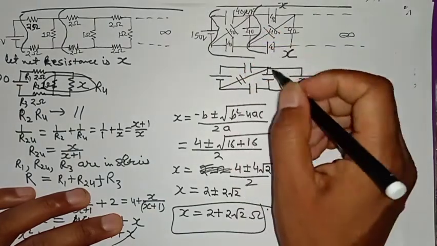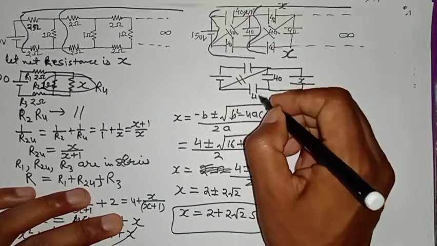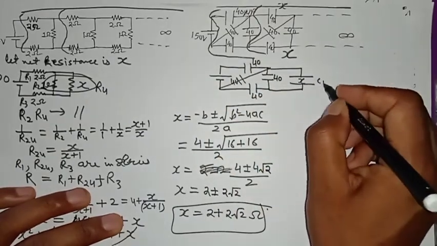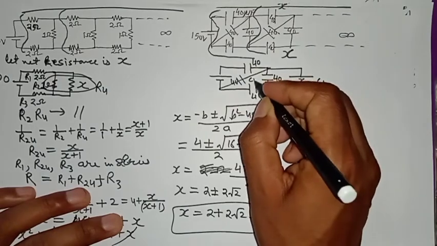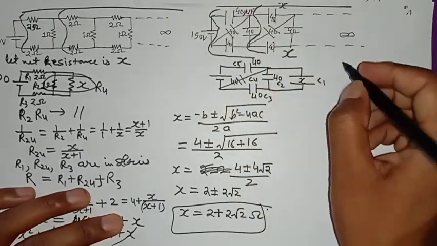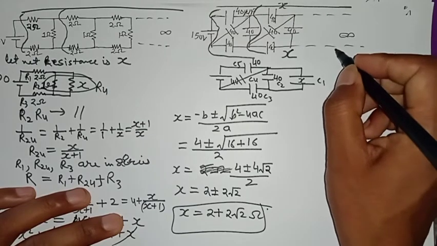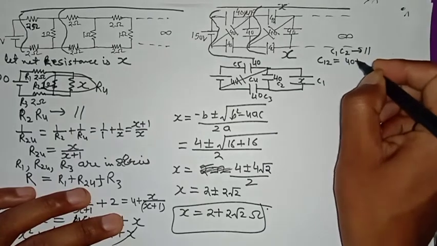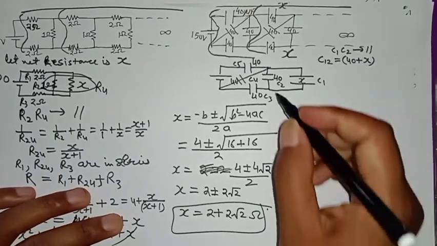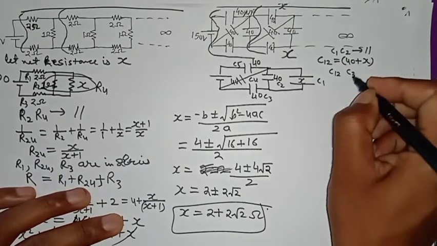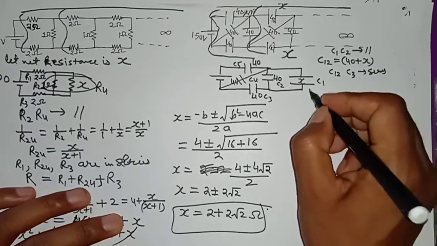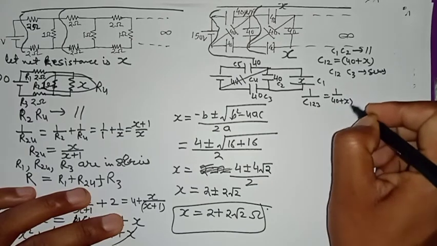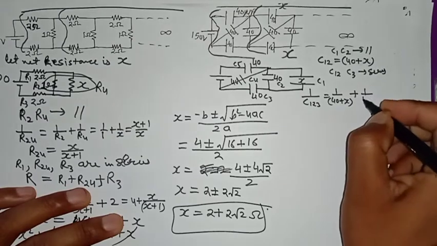All of these are in microfarad, so I'm just writing 40. All of them have value 40. Okay, no problem with that. So this is C1, this is C2, this is C3, this is C4, this is C5. So C1, C2 are in parallel. So C12 is equal to 40 plus X. That's all. Now C12 and C3 are in series. So 1 upon C123 is equal to 1 upon C12, 40 plus X, plus 1 upon 40.